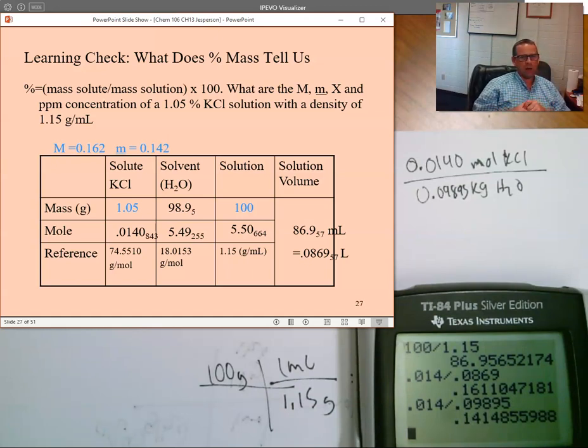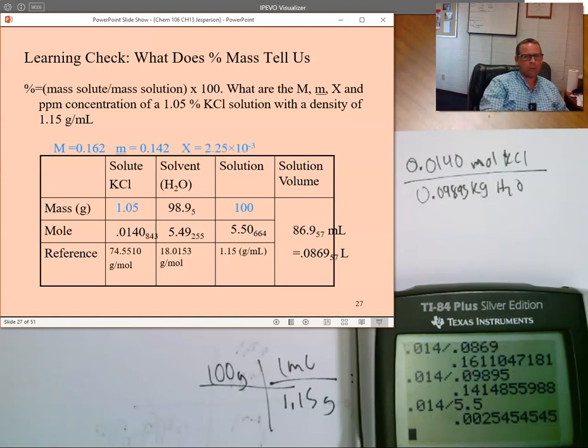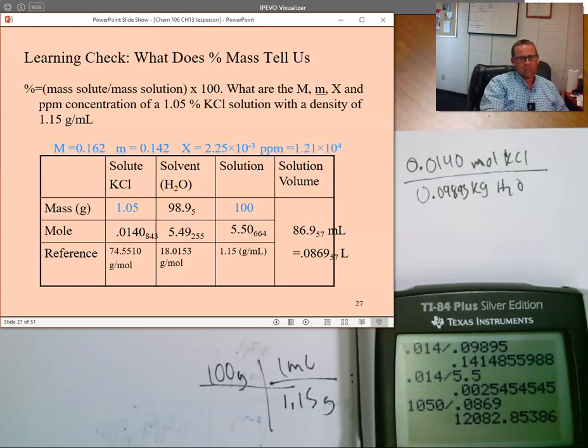Okay, Camille, what's the mole fraction? 0.014 divided by 5.5, which is 0.0025. Okay, very good. 0.0025. And then Sarah, our parts per million. Yeah, so that's 1,050 divided by 0.0869, which is 12,082. Excellent. Okay, very good.